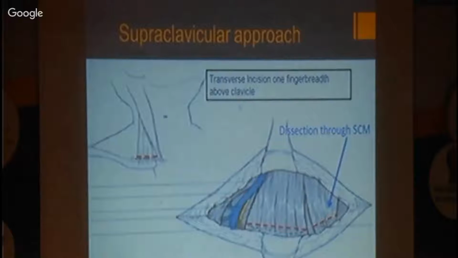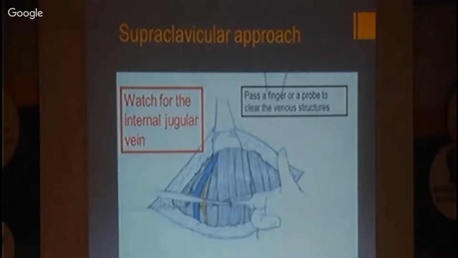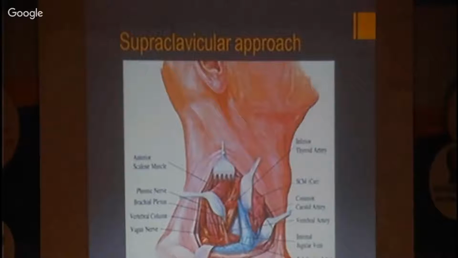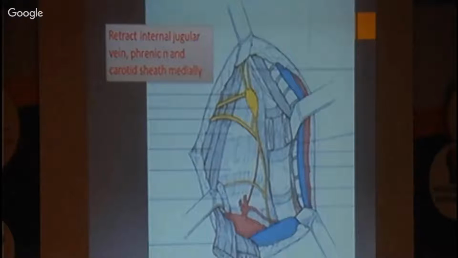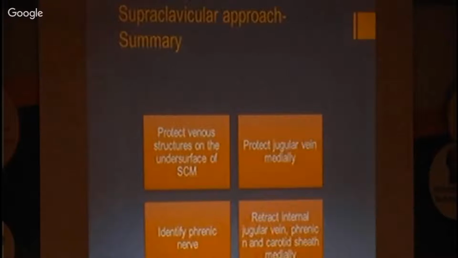For our dissection, we dissect through the sternocleidomastoid muscle, and usually we put a finger under the sternocleidomastoid muscle to protect the venous structures, and look for the internal jugular vein. After we take out the muscles, we see the veins and the arteries. We have to identify the phrenic nerve, and we need to retract the jugular vein, the phrenic nerve, and the carotid, usually to go to the spine. So remember, we have to protect the venous structures on the other surface of the sternocleidomastoid muscle. We have to protect the jugular vein medially, identify the phrenic nerve, and then retract the vein, the phrenic nerve and carotid medially to go to the spine.